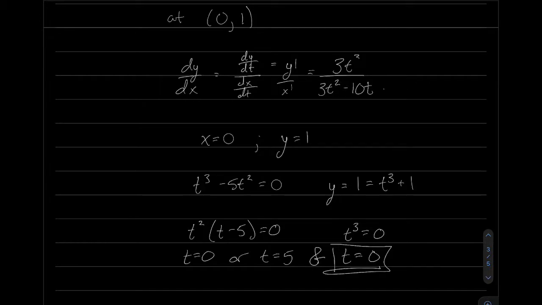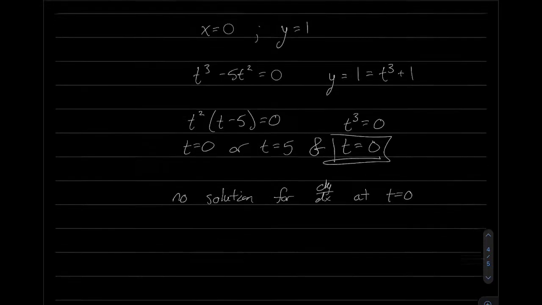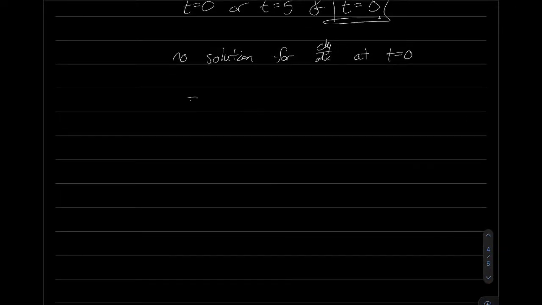And in this particular case, there is no solution for dy dx at t equals 0. And that tells us that we have a vertical tangent line, right? So this tells us at the point 0, 1, we have a vertical tangent line.